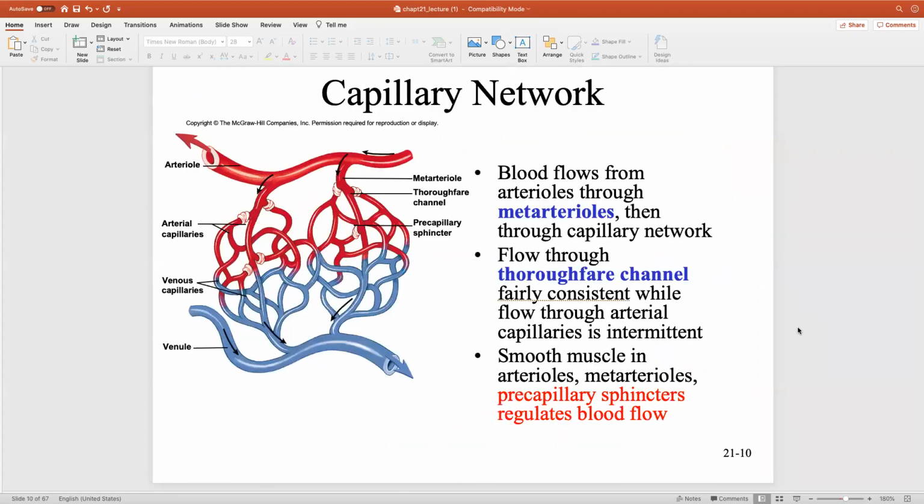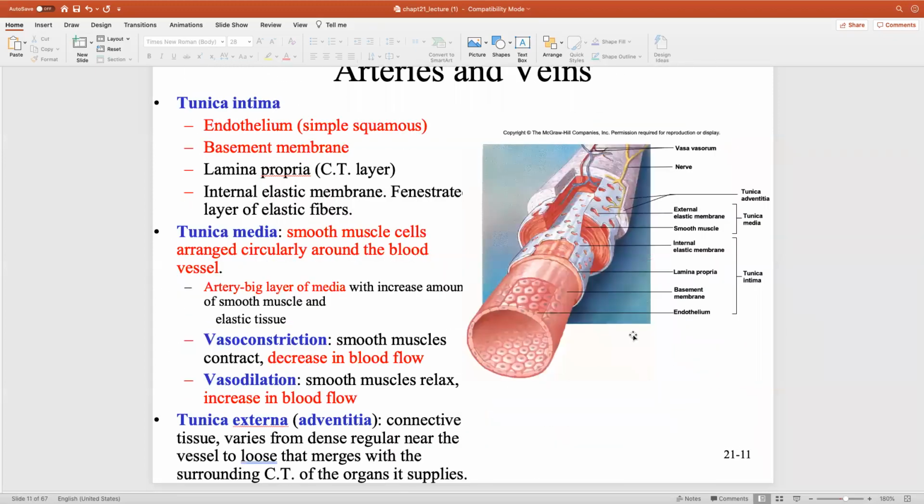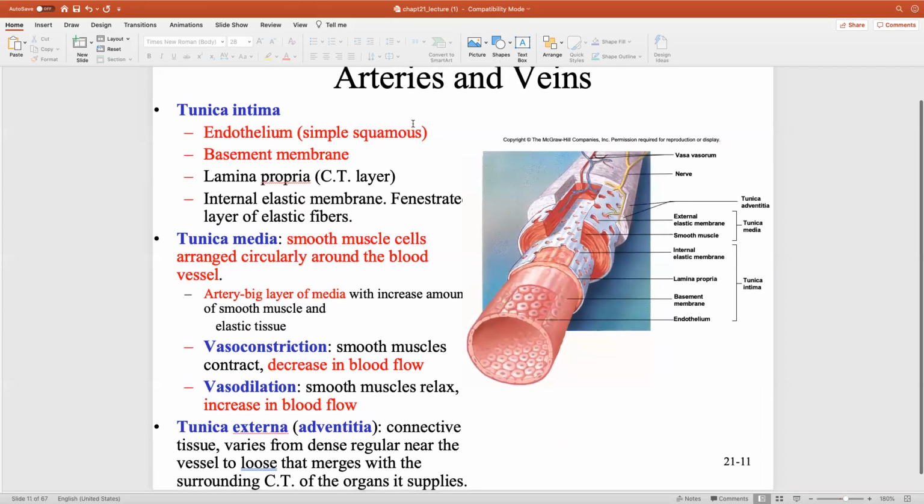So in terms of arteries and veins, right? Both arteries and veins, especially the large veins, medium-sized veins, and all arteries, even arterioles, have all three layers. So we're going to see three layers in arteries and veins. The innermost layer is called the tunica intima. It's basically your endothelial cells along with some basement membrane. That's it, right?